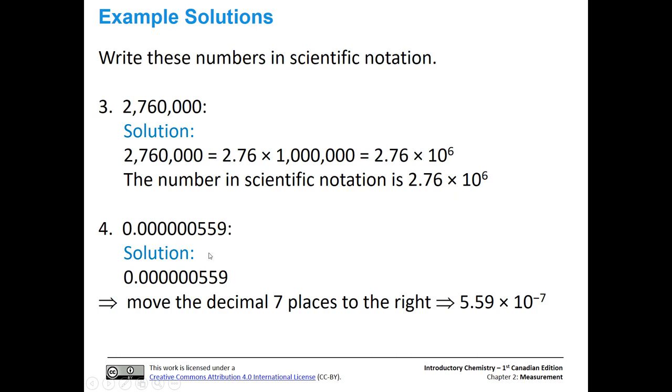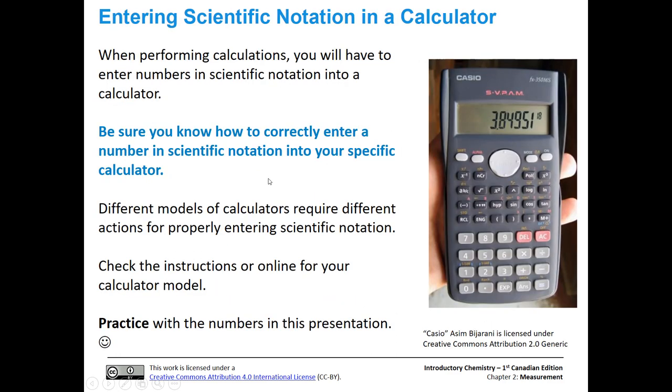So let's do one last small one. So here's my decimal place, and I'm going to move it till I get between these two fives. So 1, 2, 3, 4, 5, 6, 7. Okay, moved it 7 places to the right, and we get 5.59 times 10 to the negative 7. All right, so good job.